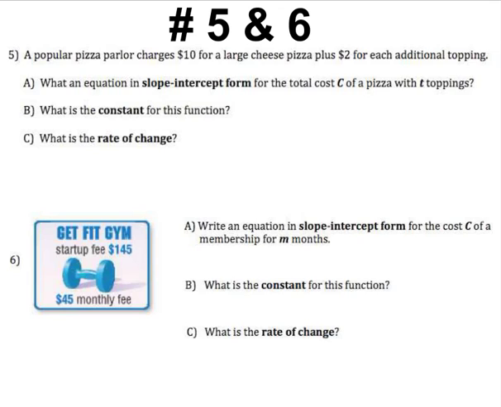So for 5 and 6, you are writing equations. We have been writing equations this year, but it's asking you to write it in slope-intercept form. So a Poplar Pizza Parlor charges $10 for a large cheese pizza plus $2 for each additional topping. Again, to remind us, it's y equals mx plus b. And remember, m is your slope or rate of change, and b is your constant or your y-intercept.